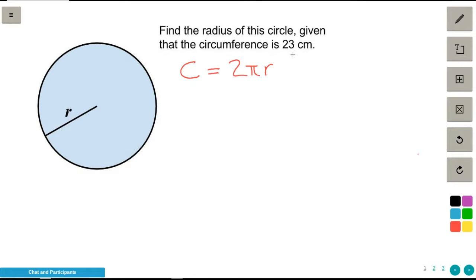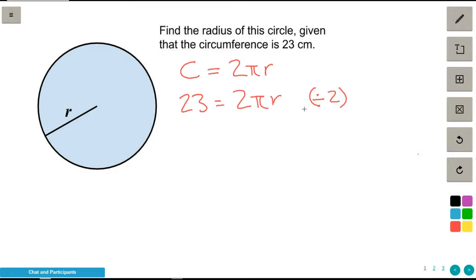I'm going to start by substituting in the 23 for the circumference. So we get for our equation 23 equals 2 pi times r. Okay, so now we want to work out the radius, which means we need to get the radius on its own in this equation. So we just need to get rid of the 2 and the pi. The 2 will be nice and straightforward. If it's all been multiplied by 2, dividing by 2 will cancel it off that side.